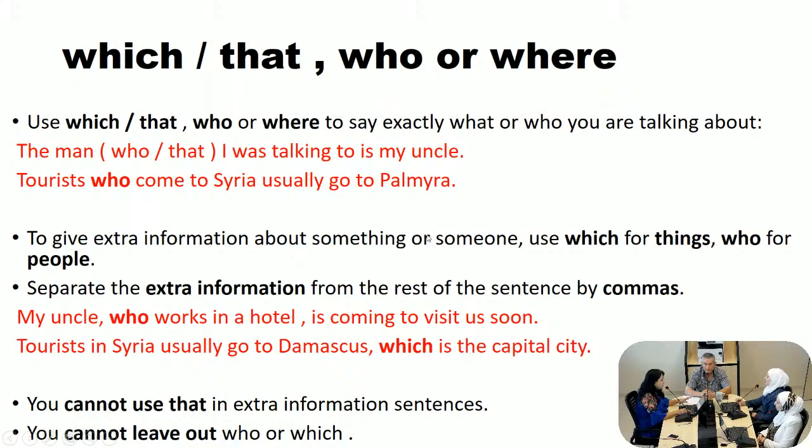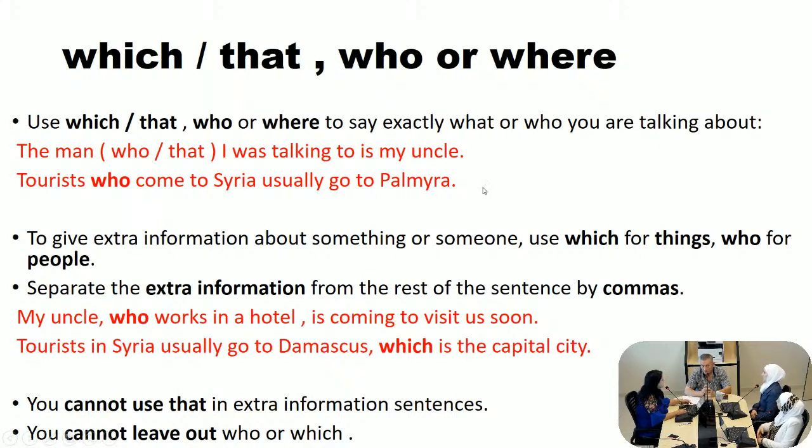Now, the difference between which, that, who, or where, when we come to relative clauses. We want to add information, so we use which or that, who or where, to say exactly what or who we are talking about. Like: the man who or that I was talking to is my uncle. Now, I'm telling you the person I'm talking about. This is a relative clause. Yes. Exactly. And who and that here are called relative pronouns.